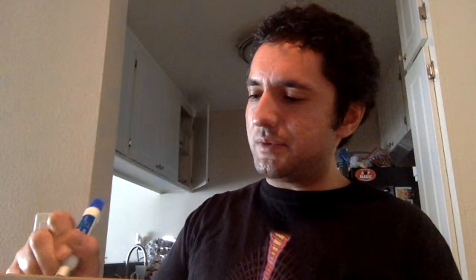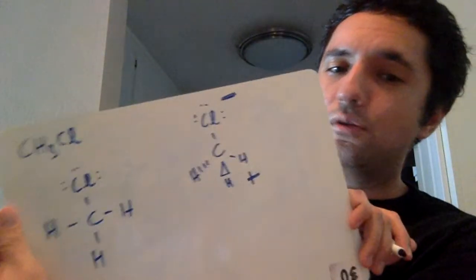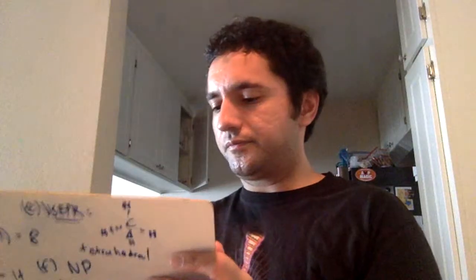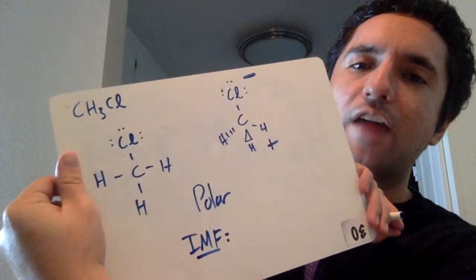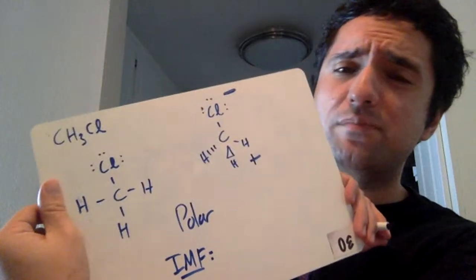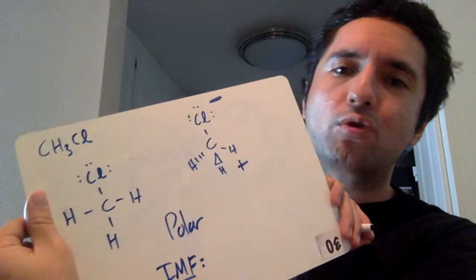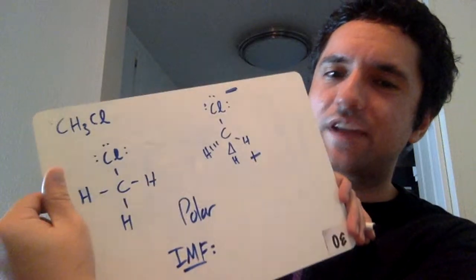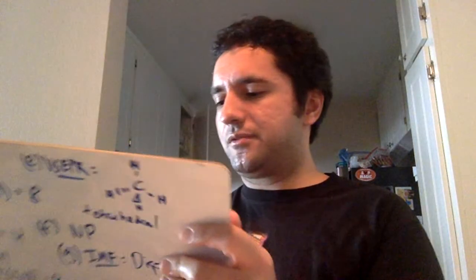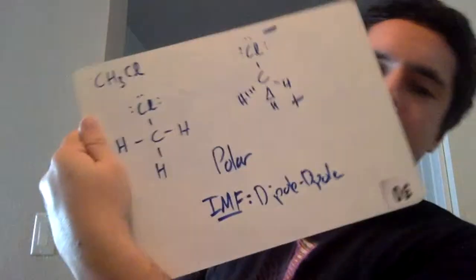It's going to be more negative where the chlorine is, more positive wherever the chlorine's not. So this one is polar, right? And then the intermolecular force it has, if it's polar, it's either going to be dipole-dipole or hydrogen bonding. Remember, for hydrogen bonding, the hydrogen has to be bonded to an N or an O or an F, and none of those are even here. The hydrogens are just bonded to carbon. So this is going to have to be dipole-dipole. Let me know if you have any questions about this one.